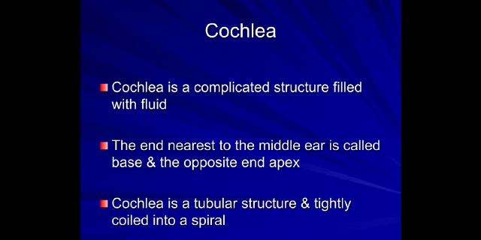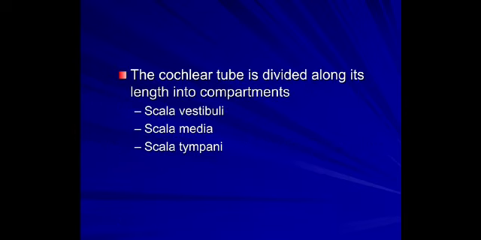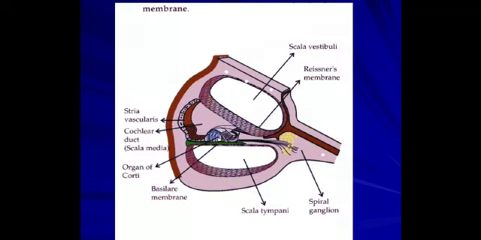The end nearest to the middle ear is called the base of the cochlea, and the opposite end, towards the helicotrema, where the scala vestibuli and the scala media meet, is the apex. It's a tubular structure, tightly coiled in a spiral. It has 3 compartments: vestibuli, media and tympani. The Reissner's membrane separates the scala vestibuli from the scala media, and these two act as a functional unit.